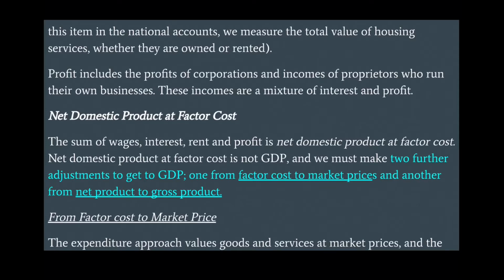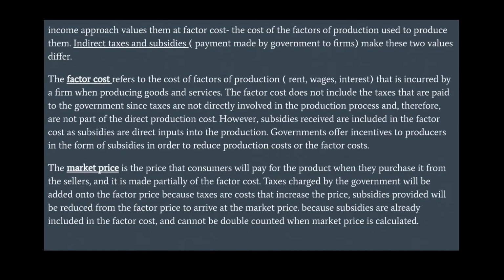From factor cost to market price. The expenditure approach values goods and services at market prices, and the income approach values them at factor cost, that is, the cost of factors of production used to produce them. Indirect taxes and subsidies, that is, payments made by government to firms, make these two values differ. The factor costs refer to the cost of factors of production, that is, rent, wage, and interest, incurred by the firm in producing goods and services.